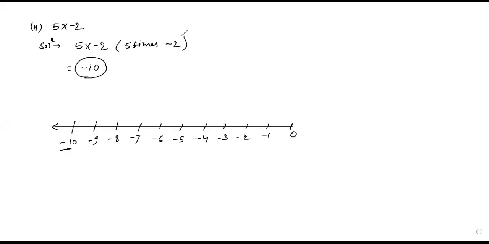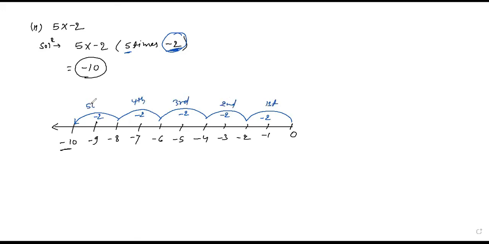Now 5 times minus 2 means this minus 2 will jump how many times? 5 times. 2 units in the negative direction, we have to jump 5 times. So 0 to minus 2, first time; minus 2 to minus 4, second time; then minus 6, third time; minus 8, fourth time; minus 10, fifth time. Each time we are covering minus 2 units. This is the first time, second, third, fourth, and fifth time. It's easy only. Now any doubt? No, sir.